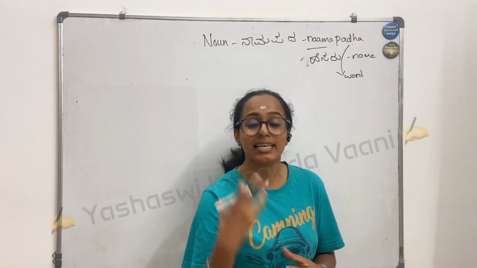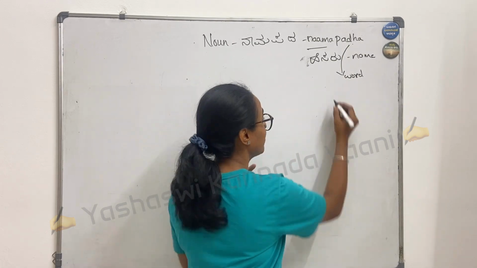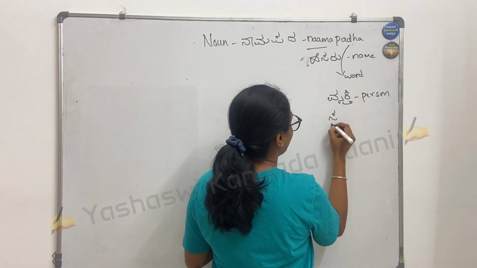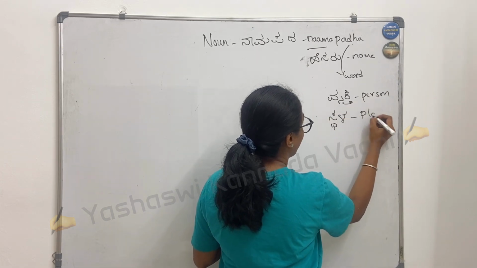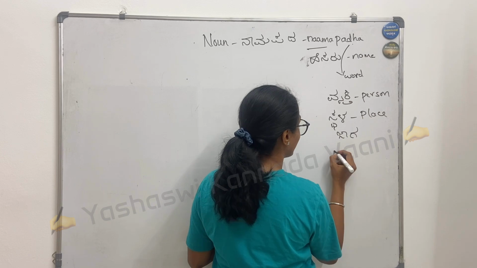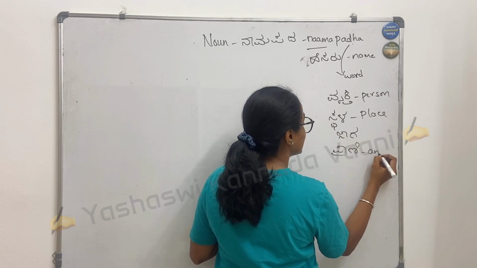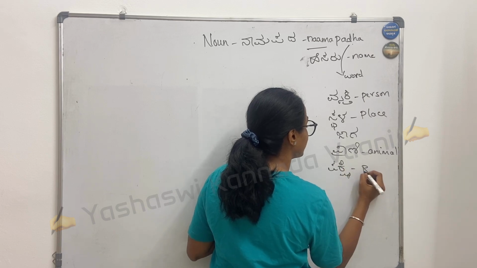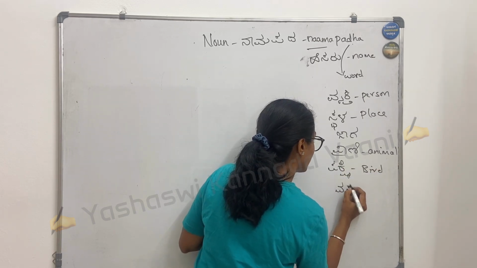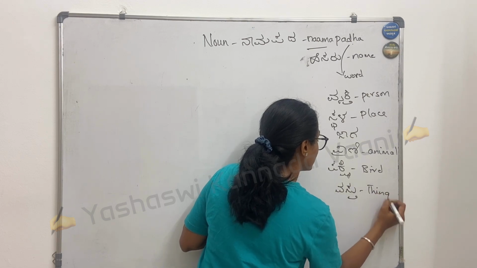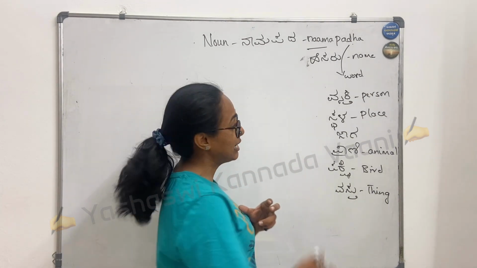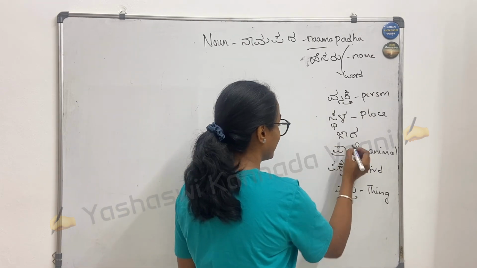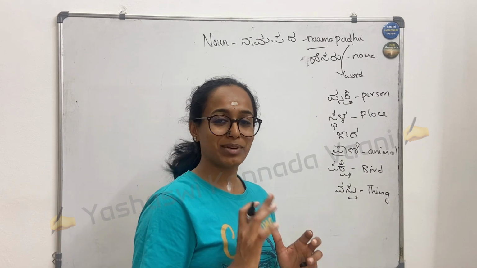ಸೂಚಿಸುವ, that indicates the name of a ವ್ಯಕ್ತಿ. ವ್ಯಕ್ತಿ is a person. ಸ್ಥಳ is a place, I can also say jaga. ಪ್ರಾಣಿ is animal. Pakshi is a bird. Vastu is a thing. So basically, noun is a naming word which indicates the name of these things. Okay, na? Sorry for the handwriting. I hope you can understand.